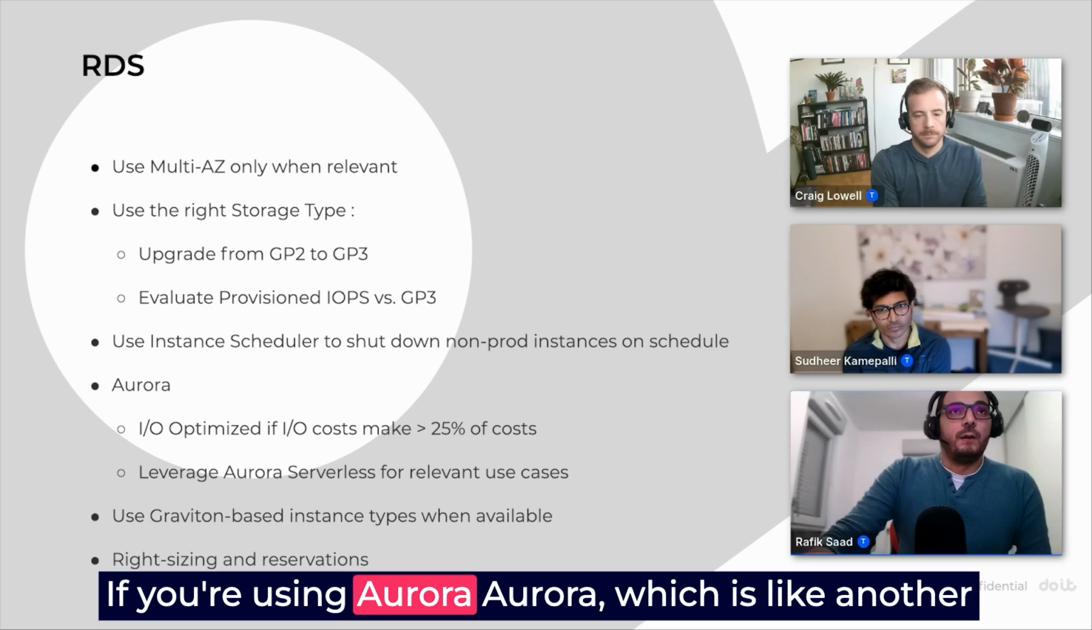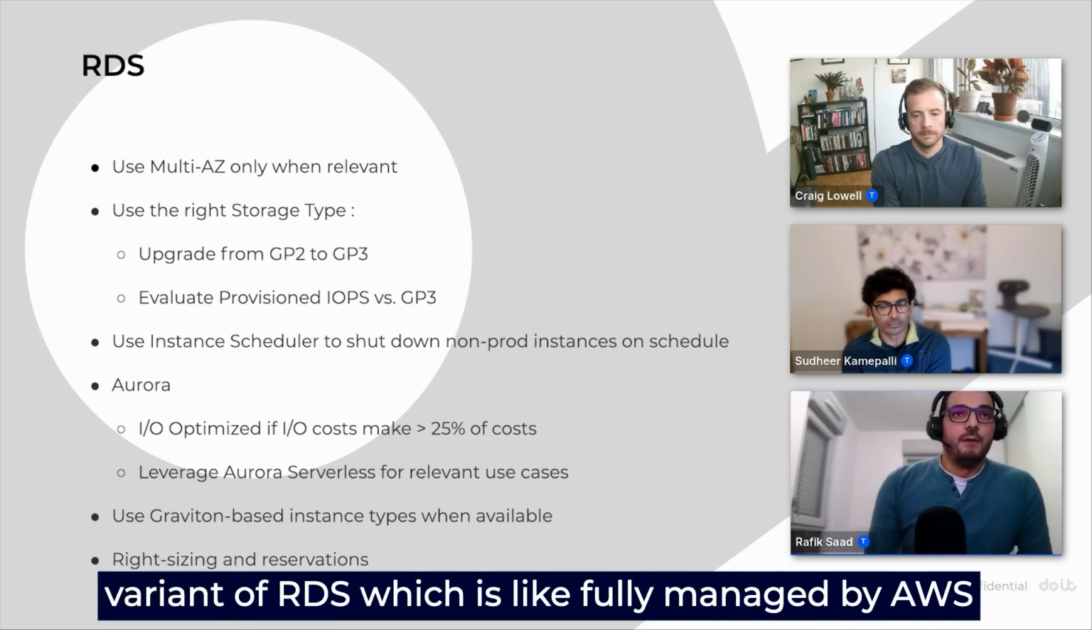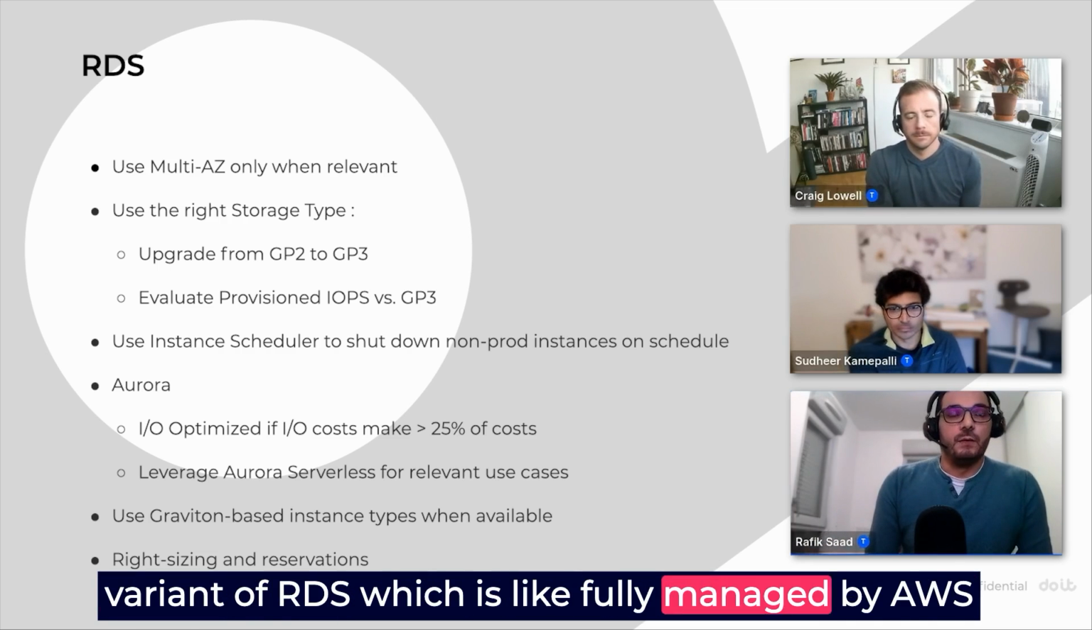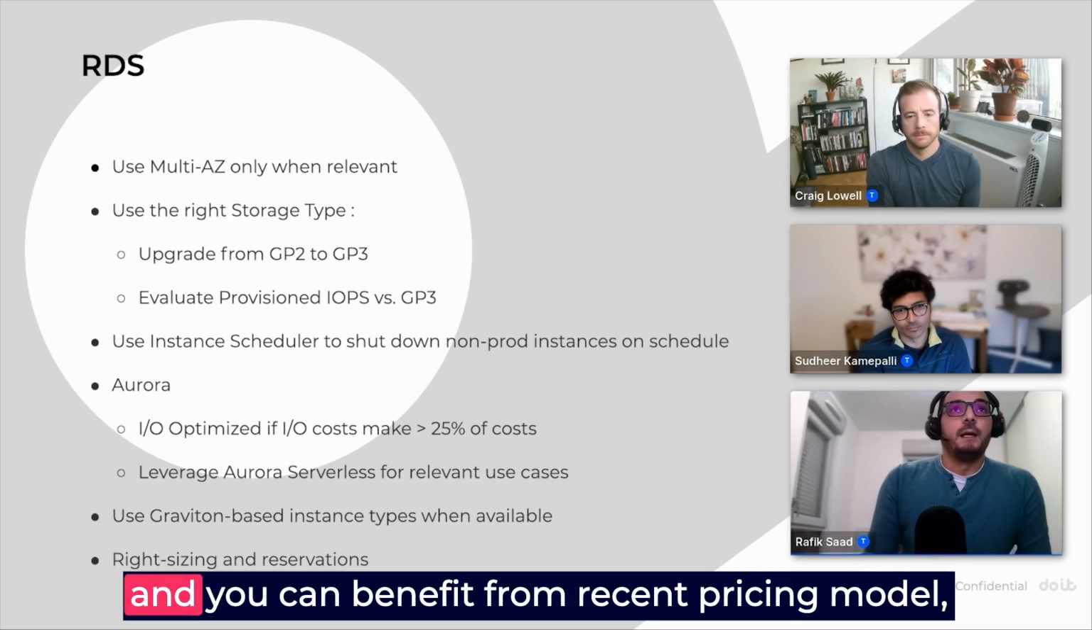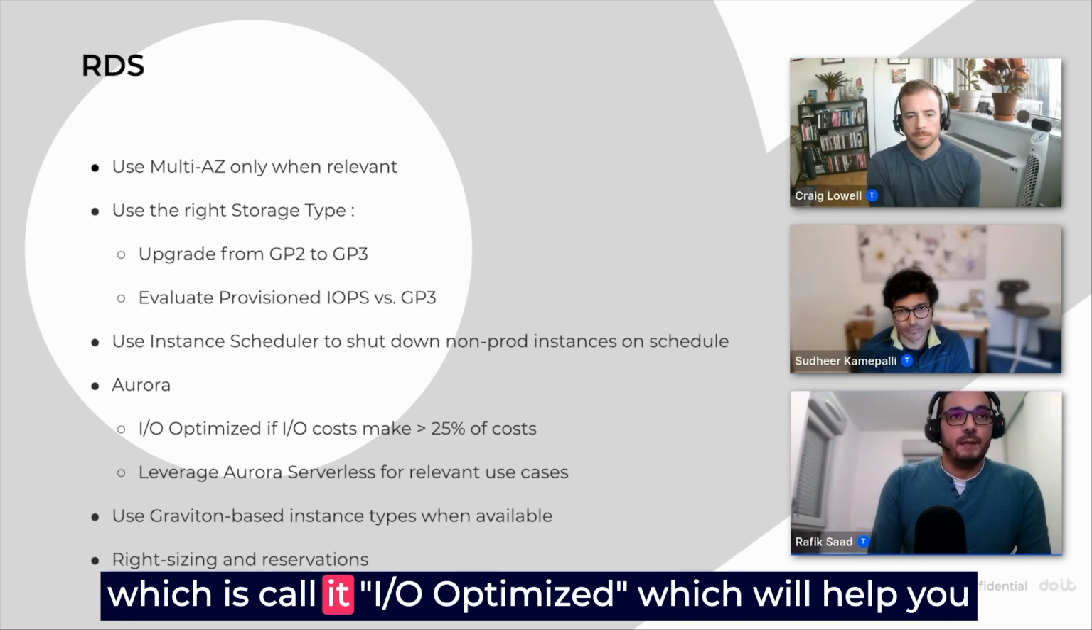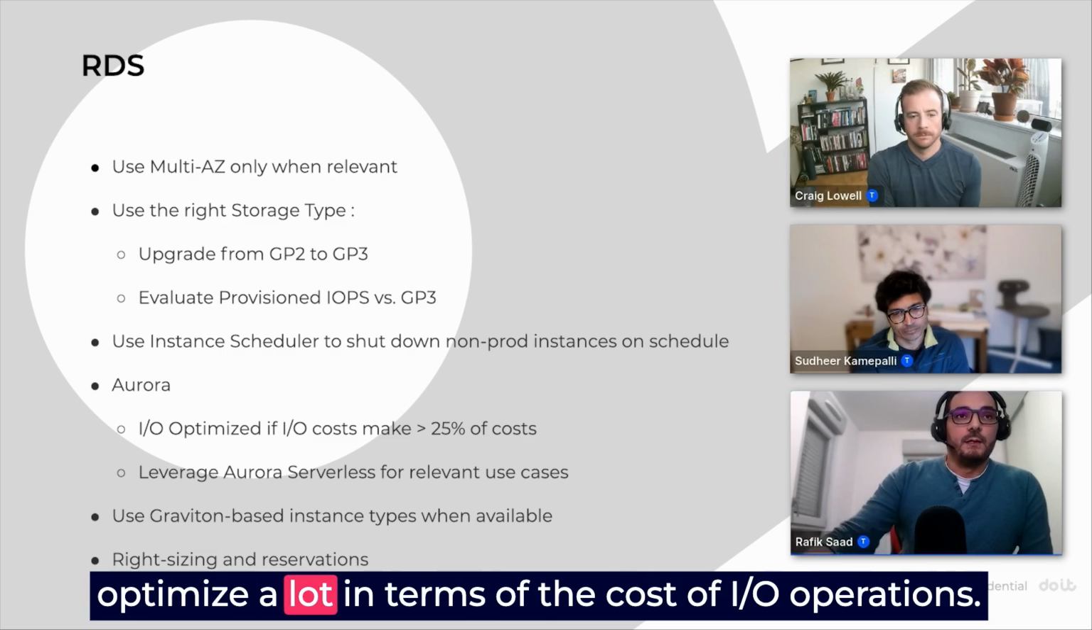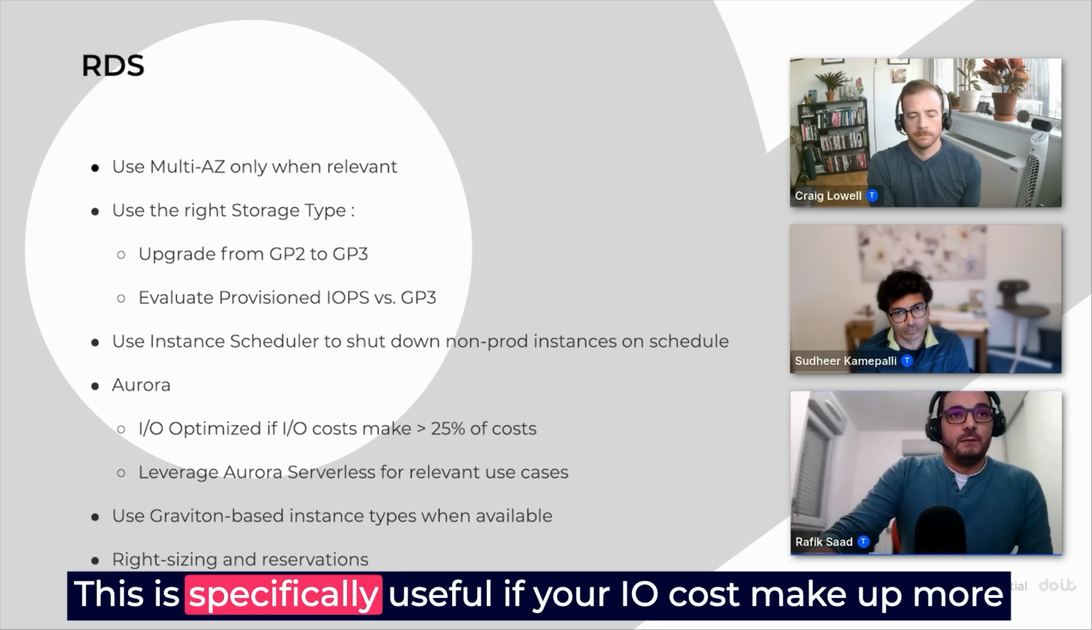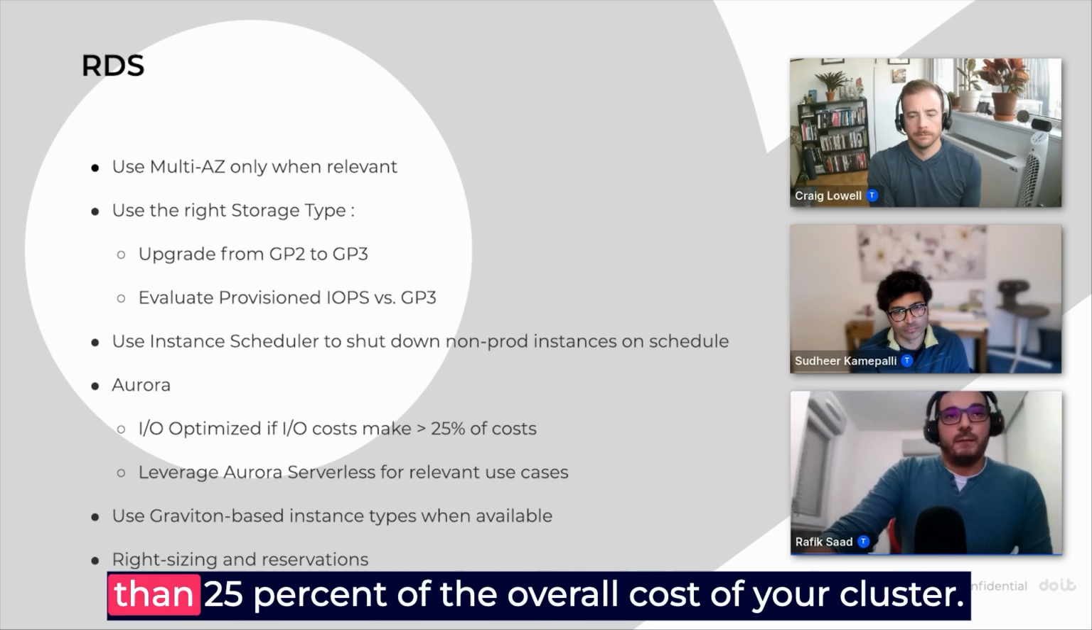If you are using Aurora, which is another variant of RDS that is fully managed by AWS, you can benefit from a recent pricing model called IO-Optimized, which will help you optimize a lot in terms of the cost of IO operations. This is specifically useful if your IO cost makes up more than 25% of the overall cost of your cluster.